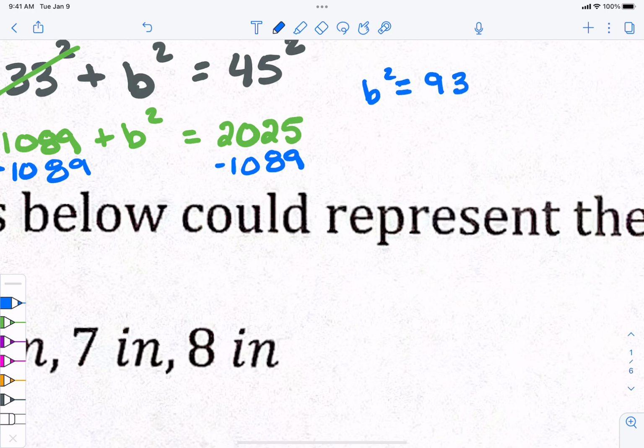936. Okay, then what? Divide by... No, I take the square root. Take the square root. Yes, exactly. The square root of 936. I don't know. It probably doesn't come out nicely. It's a decimal, I'm sure. The square root of 936.